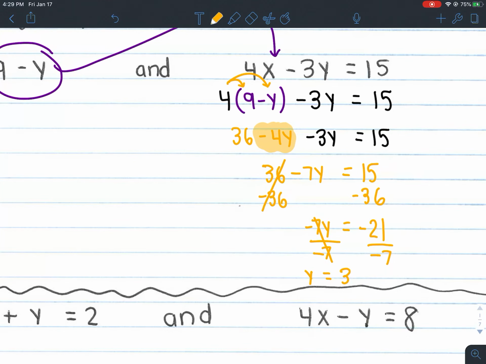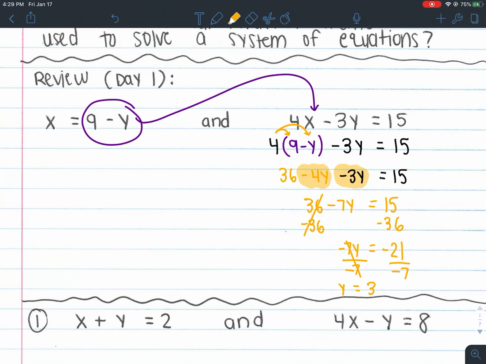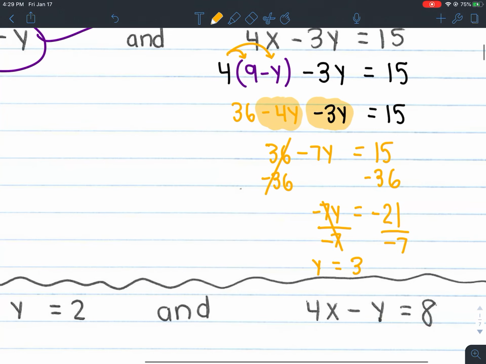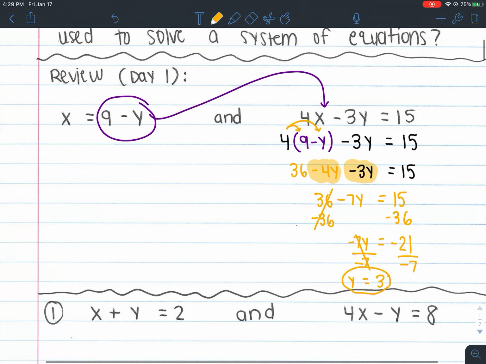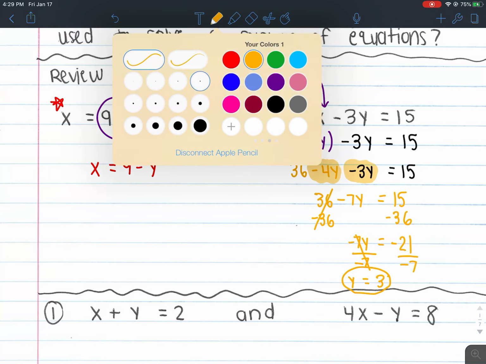Now, when we are doing this, we're not just trying to find only the y value, right? We're trying to find the solution point. So we need x comma y. Well, all I have right now is y equals 3. I need to get the other half of this, right? So I have to pick one of my equations. It doesn't matter which one. I'm going to go ahead and pick the first one over here, x equals 9 minus y. I'm going to pick that one, and I'm going to use it to substitute in my new information.